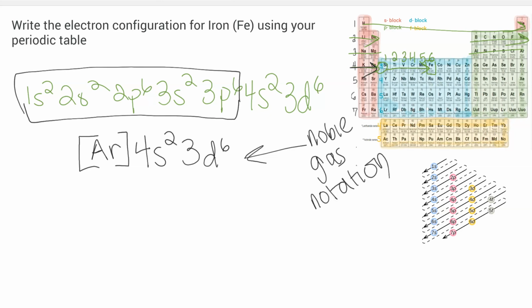And notice it's a lot shorter than our full electron configuration. These first 18 electrons, they're the exact same configuration as argon, so we can summarize by saying, okay, same as argon, plus 4s2, plus 3d6. Does anybody have questions about that?